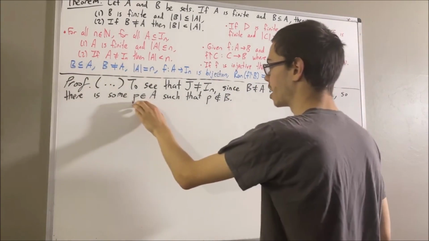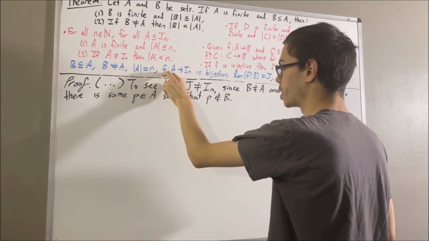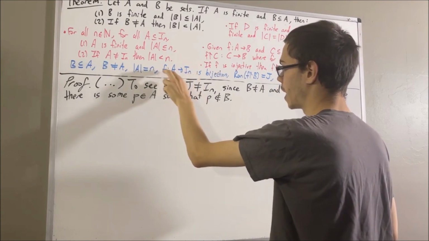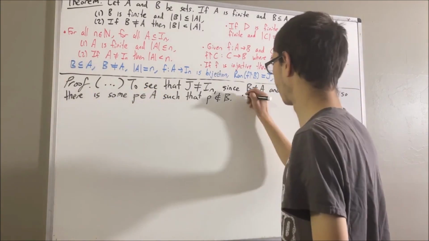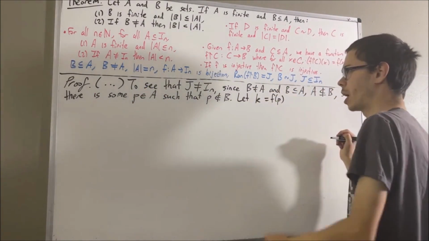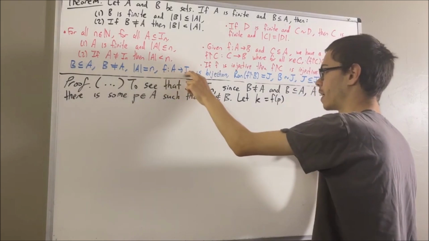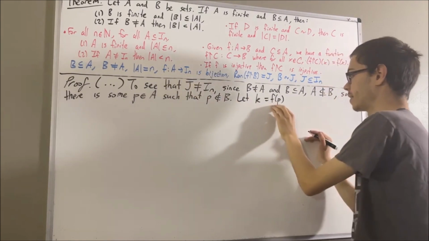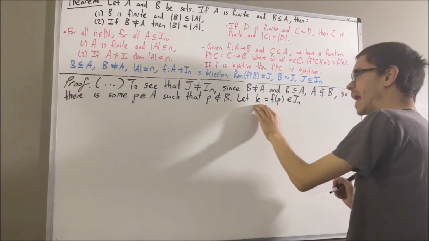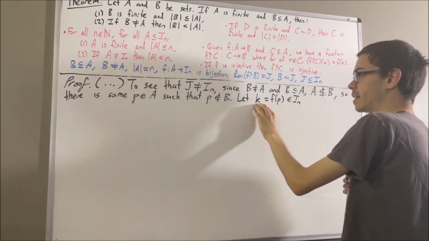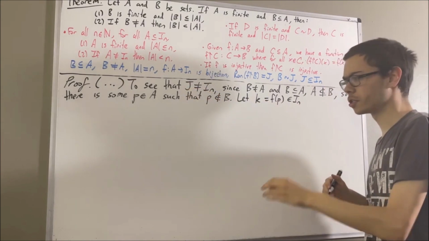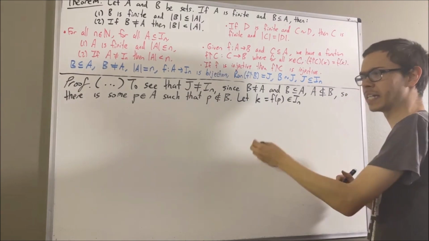And since p is an element of a, and f is a function from a to In, we know that f has a functional value at p, so I'll call that functional value k. We know that all output values of the function f are elements of In, so f of p is an element of In. So k is an element of In. Well, our claim is that k is not an element of j. So let's assume for a contradiction that k is an element of j.